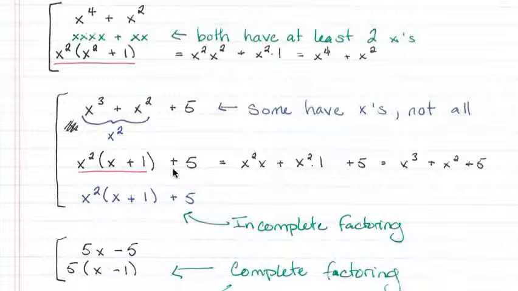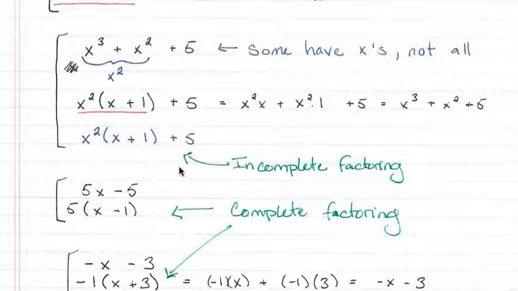Now, if we want to check ourselves, x squared times x squared times 1, plus 5. So x squared times x here, x squared times 1, then the plus 5 is still there. If we write it back out, we get x cubed plus x squared plus 5, which is the same that we had in the beginning. Same as what we had. Therefore, this factoring was okay.